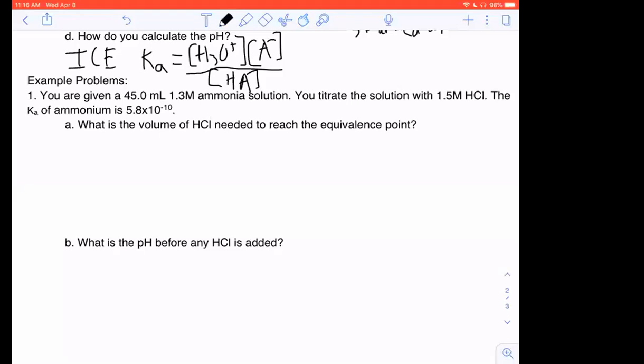So the first thing you would do, and once again, I apologize if you're still working, no need to rush, is that you have 45 milliliters of 1.3 molar ammonia solution. So the first thing I'm going to do is figure out how many moles of ammonia there are. To do that, I'm going to convert that into liters to start with. So you have 0.045 liters times 1.3 moles per liter. And that then is just going to equal 0.0585 moles.